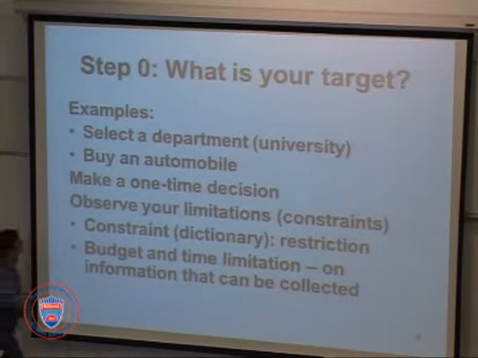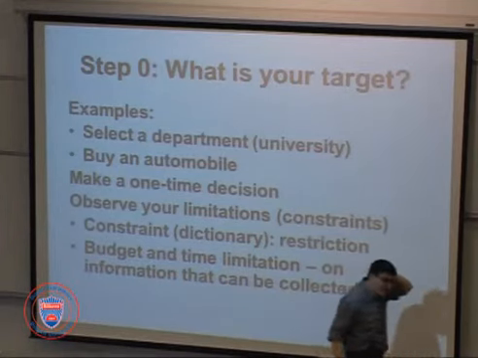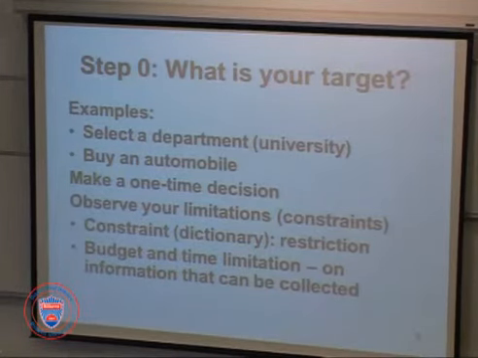Okay, so this is the next one. So what are the typical examples? What is our target? We want to resolve certain problems where we are selecting a department or a university. We're trying to buy an automobile, okay? Or in general, we are going to make a one-time decision. And so what we need to do is observe the limitations in making this one-time decision. For example, think about what were the limitations that you had when you were making a selection. You were limited with the resources that you have. I mean, how many trips can you make to different universities?